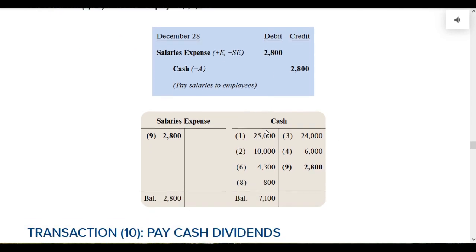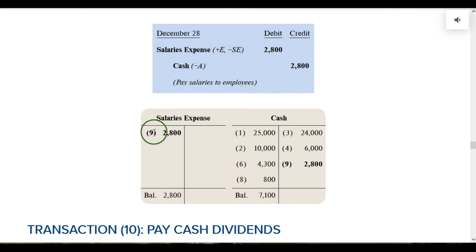Let's look at the T accounts. This is our first entry into salaries expense, so the balance is $2,800. Cash, again, you have another debit, another credit popping up over here. Subtract that out. We're down to $7,100.